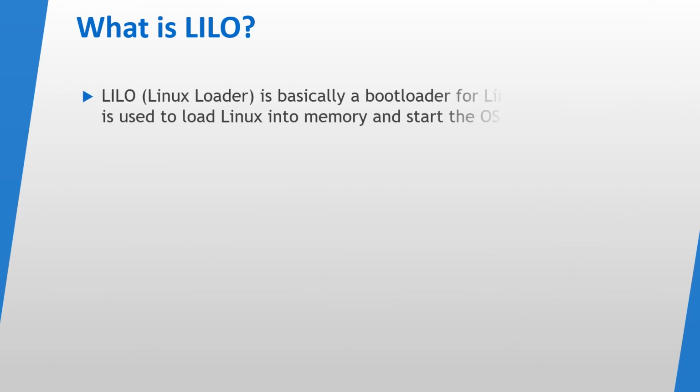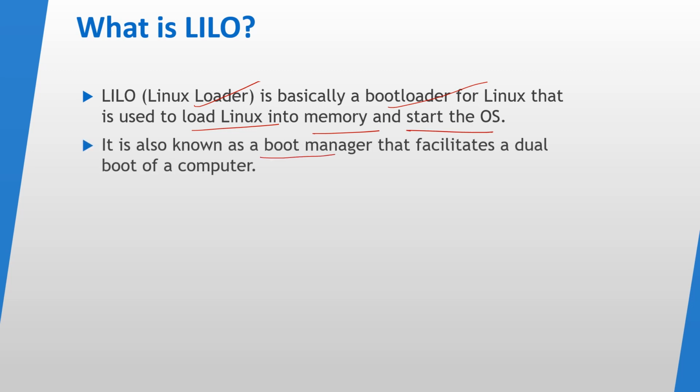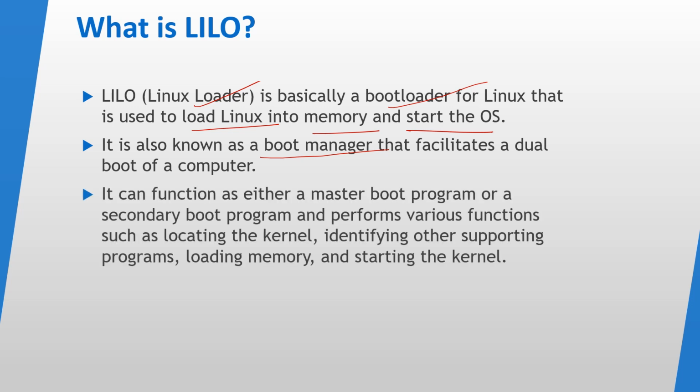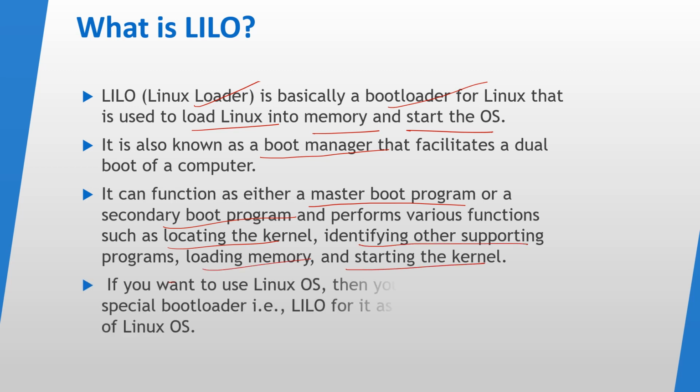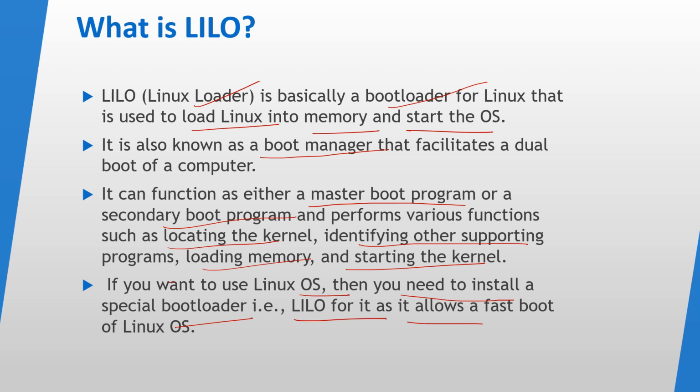What is LILO? So LILO is Linux Loader. It's basically a boot loader for Linux that is used to load Linux into memory and start the operating system. Okay, it is also known as a boot manager that facilitates a dual boot of a computer. It can function as either a master boot program or a secondary boot program and performs various functions such as locating the kernel, identifying other supporting programs, loading memory, and starting the kernel. Okay, if you want to use Linux, then you need to install a special bootloader, that is LILO, as it allows a fast boot of Linux.